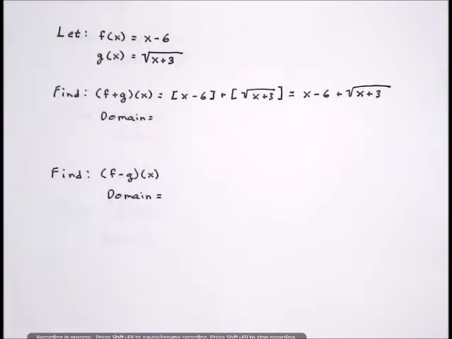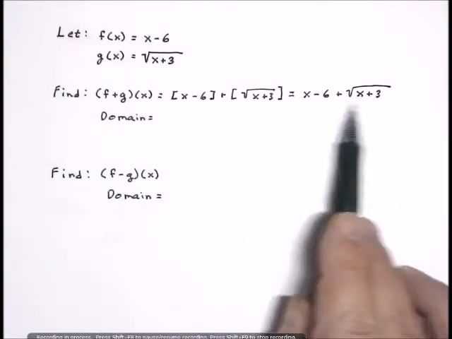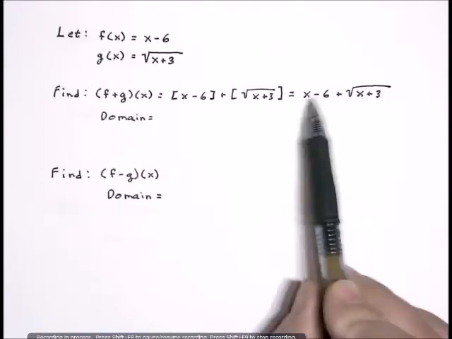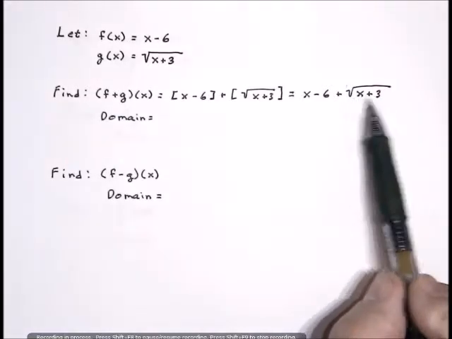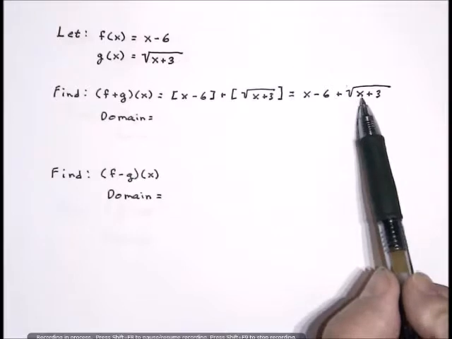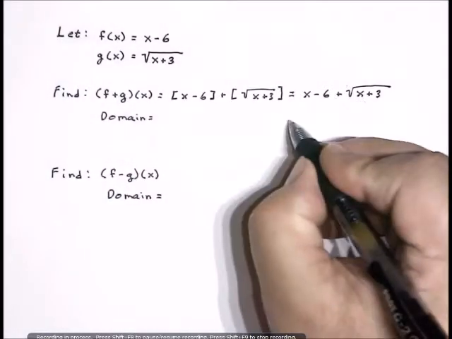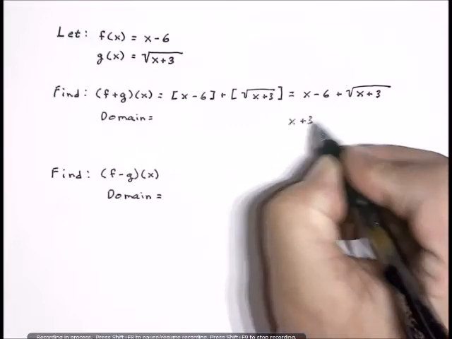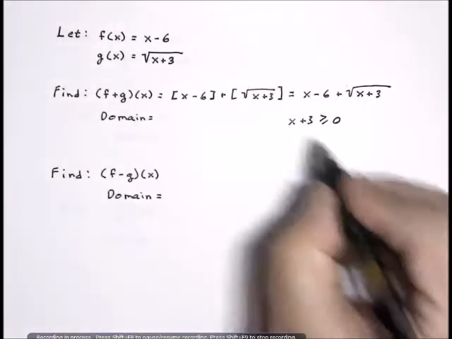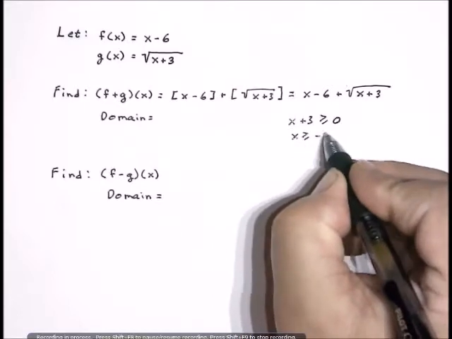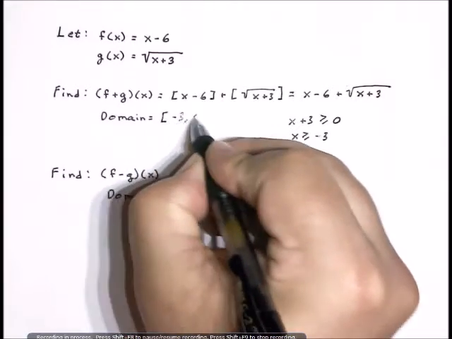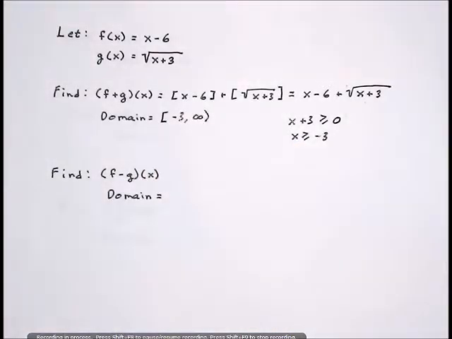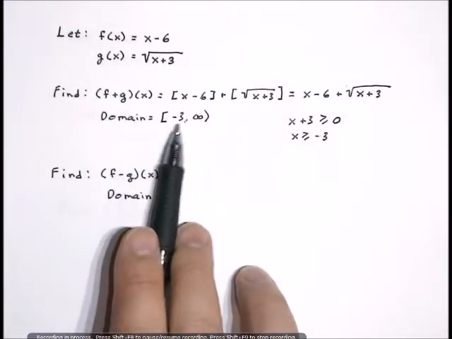Now for the domain, all I have to do is look at this final equation that I get out. And the only part that's going to cause problems there is the x plus 3. So I can't have anything in here that will make this radical negative. And if you forgot how to do that, we're just taking whatever's under the radical, setting it greater than or equal to 0, and solving for x. And then writing that in interval notation. So the domain on f plus g of x is negative 3 to infinity, and I'm including the negative 3, and I indicate that with a square bracket.